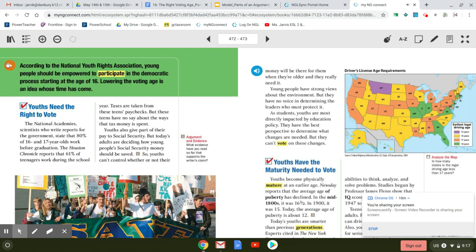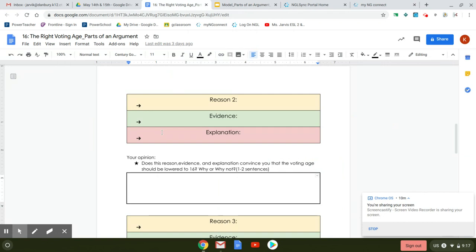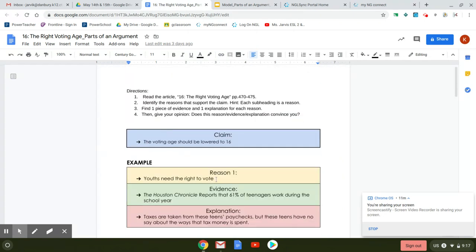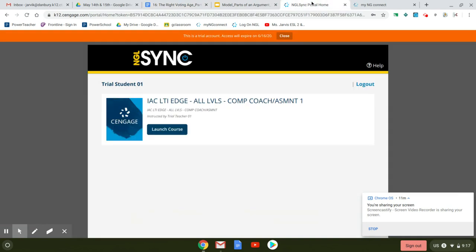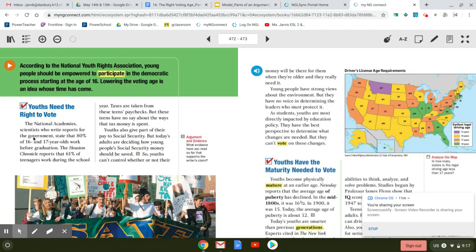I'm going to pause it right there. You want to notice that the subheading is going to be the reason. So the reason that they're talking about is youths need the right to vote, that they just need it. That's reason number one, and that's what I'm going to put here. Next, I'm looking for evidence. There's several pieces of evidence just in this paragraph. The National Academies of Sciences say that's that piece of evidence, and the Houston Chronicle reports that 61% of teenagers work. I'm going to use this one because it has a very clear explanation that follows.